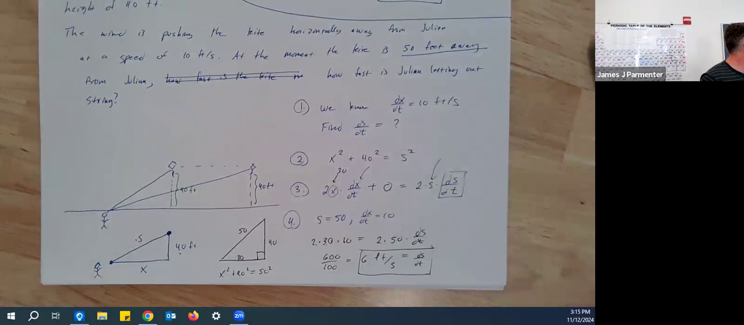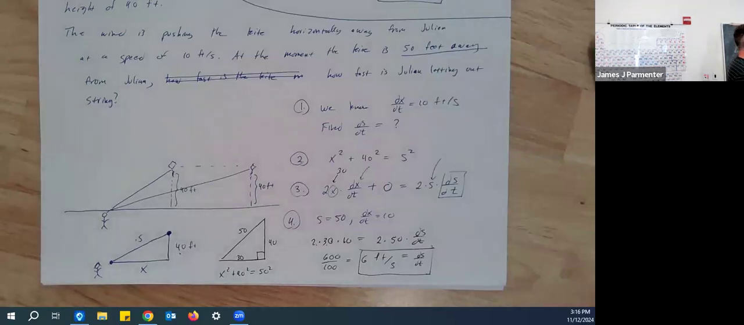Bonus question. How fast is the angle of elevation from Julian to the kite changing? Before we answer that question, let's think about the answer. As the kite moves to the right, is the angle from Julian to the kite getting higher or lower? Lower, definitely. So we'd expect the rate of change of the angle to be positive or negative? Negative, because it's decreasing. When something is decreasing, its rate of change should be negative.